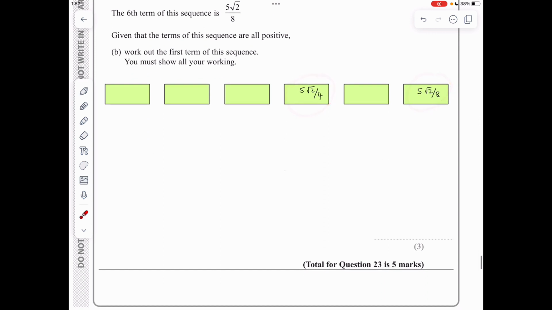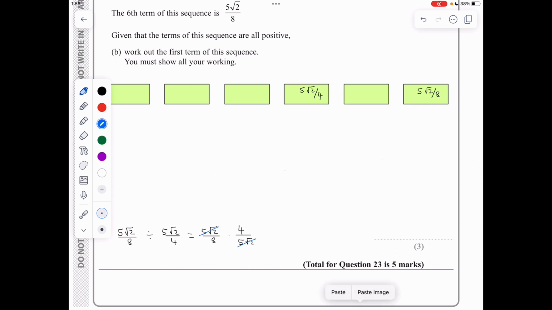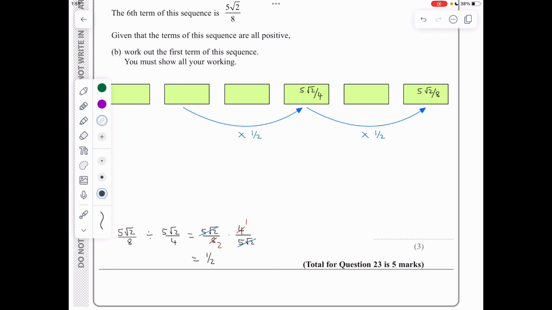So if we just do 5√2 over 8 divided by 5√2 over 4, this is simply 5√2 over 8 times, flipping the second fraction, 4 over 5√2. The 5√2 will cancel out. The 4 over 8 will leave 1 and 2 in the denominator. So this is simply a half, which means that to go from the fourth to the sixth term, we multiplied by a half. This means that I could now look at the whole process in a reverse way.